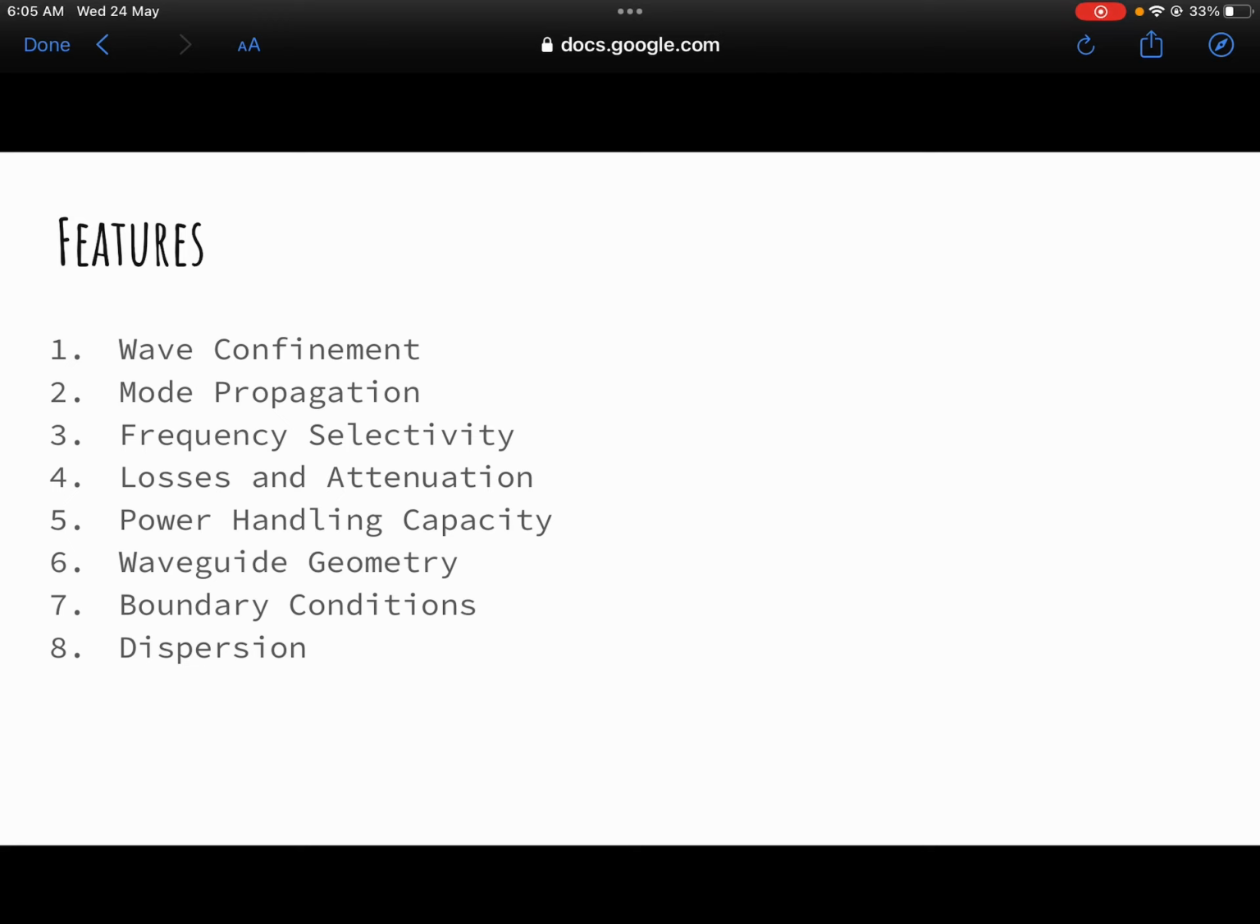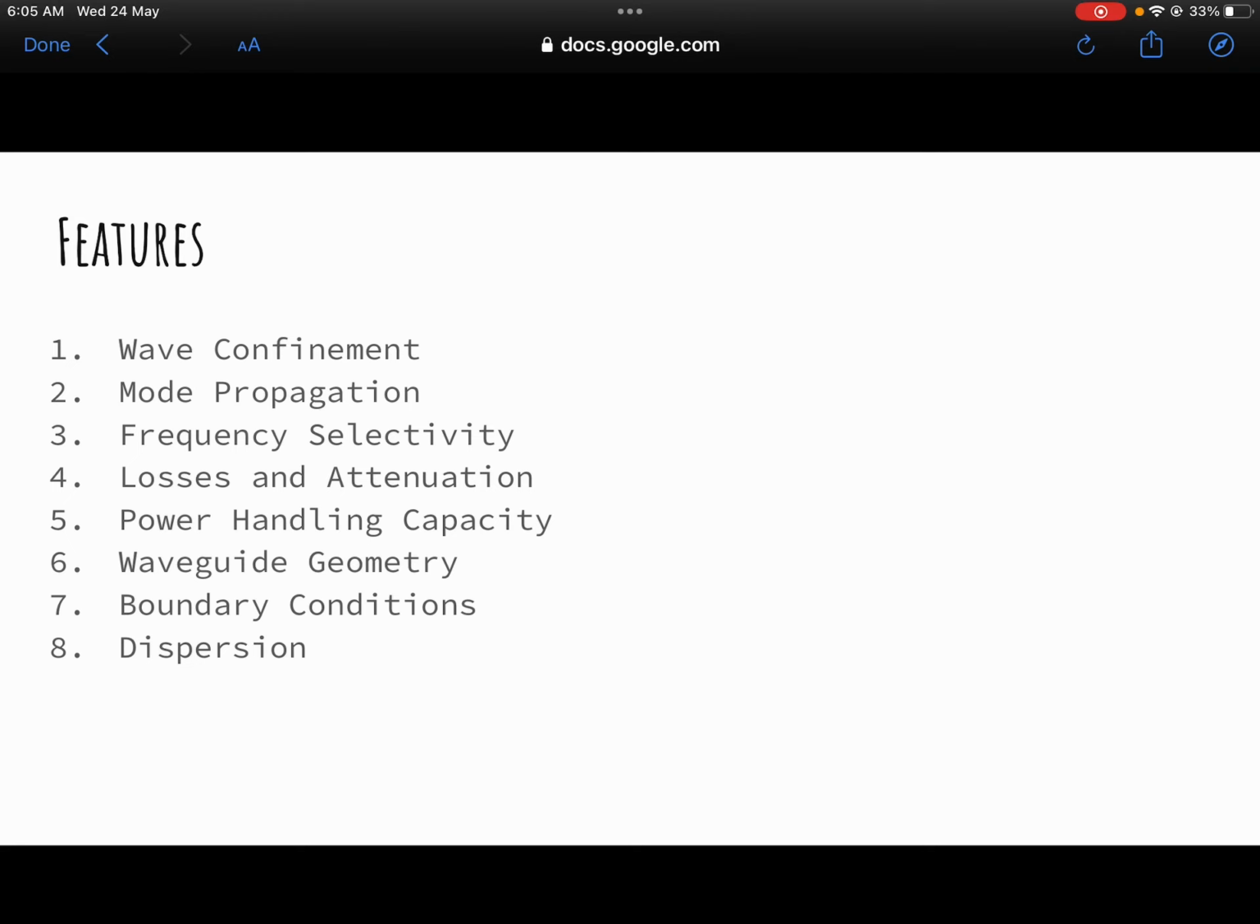Next, we come to the waveguide geometry. Waveguides come in different geometries, such as rectangular, circular, as we saw in the previous figure, or in planar configuration. The choice of geometry depends on factors like frequency range, propagation, ease of fabrication, and specific application requirements.